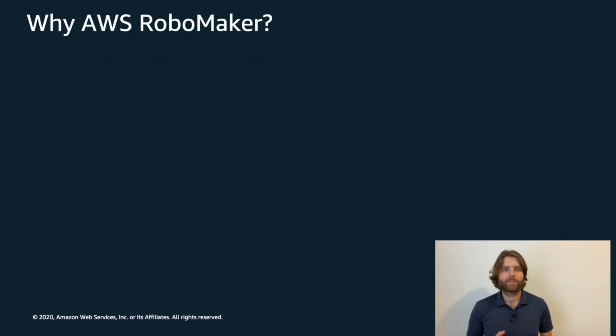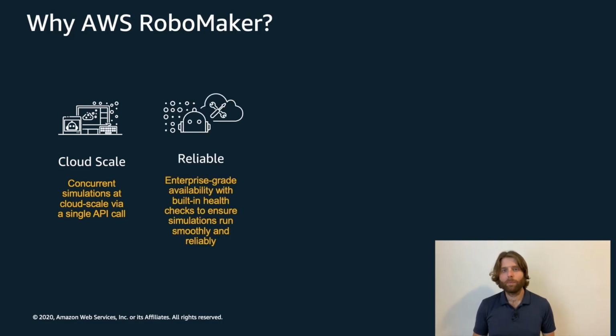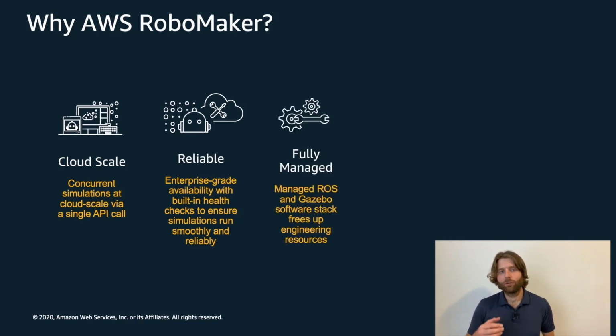There are multiple benefits to running simulations in the cloud with AWS RoboMaker. First is access to cloud scale. The service automatically scales the amount of compute required to run your simulation, which is up to 15 virtual CPUs. In addition, you can horizontally scale by running hundreds of simulations with a single API call. RoboMaker provides enterprise-grade availability with built-in health checks to ensure simulations run smoothly and reliably. The service is fully managed, meaning that you don't need to worry about provisioning and running the Gazebo software stack, and only need to focus on preparing your ROS application.